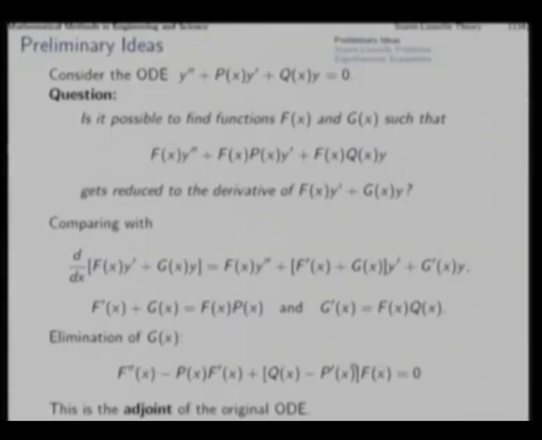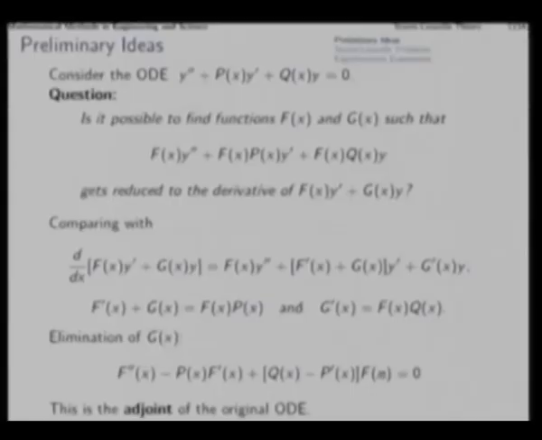Now, what is this? This is again a second order differential equation in f, which is of the same type as the original differential equation. This differential equation is called the adjoint of this differential equation. So, that means the adjoint of this differential equation is that other differential equation which an integrating factor has to satisfy, such that that integrating factor multiplied with this will reduce it to the exact derivative of an expression like this.